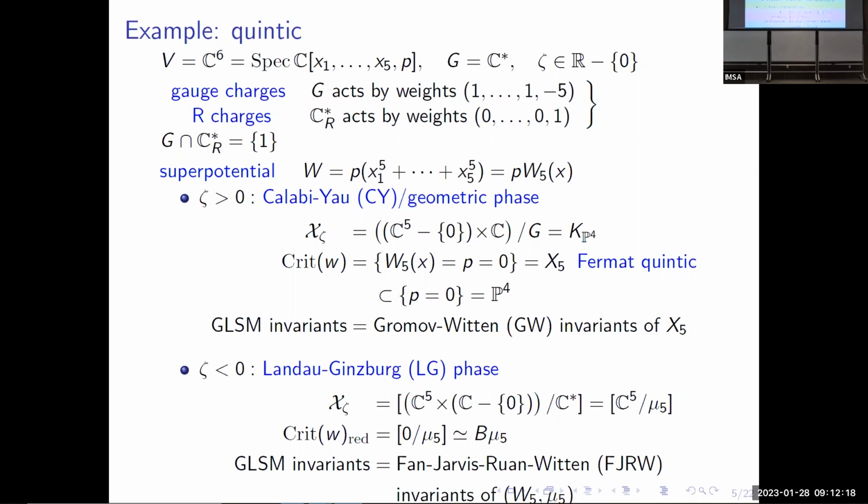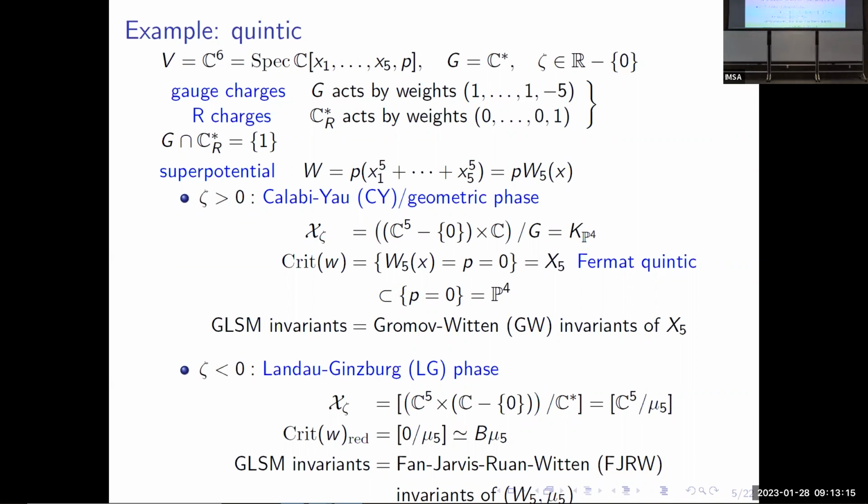So when zeta is less than 0, this is a Landau-Ginzburg phase. The stability condition says the last coordinate P cannot be 0, so one can use the C star action to scale it to 1, and we get this orbifold, C^5 mod mu5. The critical locus is supported at the origin, and in this case, GLSM invariants are FJRW invariants of the Fermat quintic polynomial in 5 variables. But in the general setup, the phases don't correspond to Gromov-Witten or FJRW invariants.